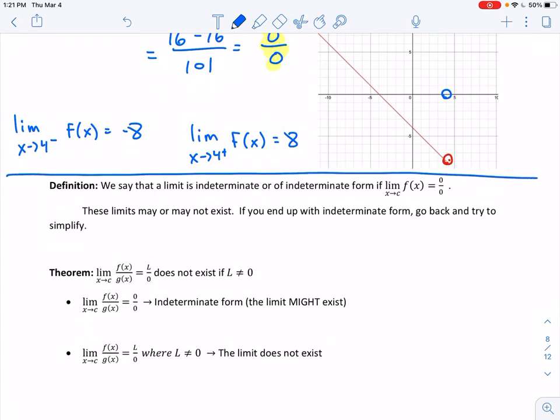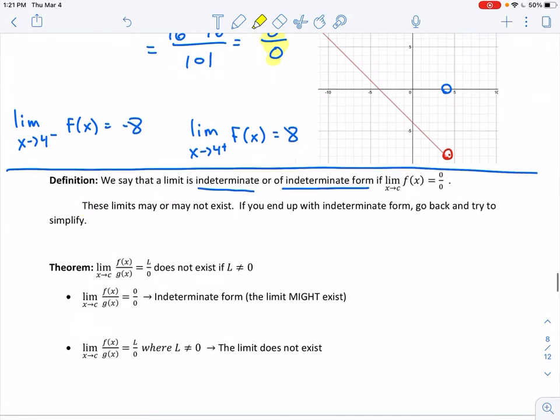It says, we say that a limit is indeterminate or of indeterminate form if, when we take its limit, we end up with 0 divided by 0. So if we end up with a limit of 0 divided by 0, we say that limit is indeterminate. These limits may or may not exist. If you end up with indeterminate form, you need to go back and try something else.